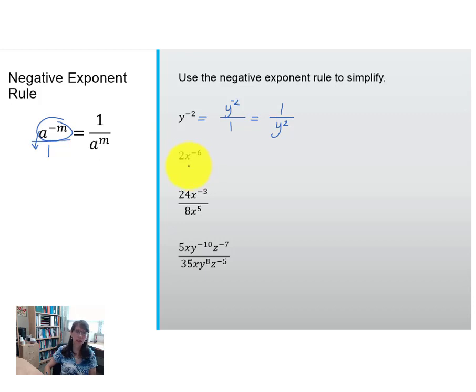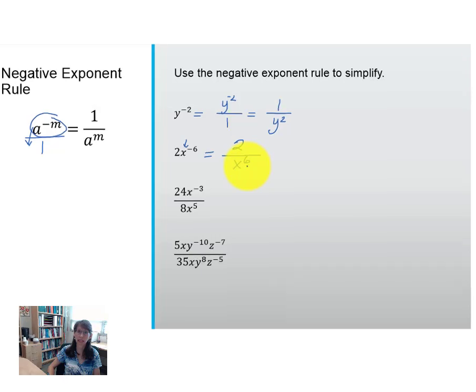In the next example, think carefully about which base is raised to the power. Only x is raised to the power, not 2. So we're going to keep 2 in the numerator, and only the base of x will shift to the denominator, and the sign of the exponent changes now to positive 6.